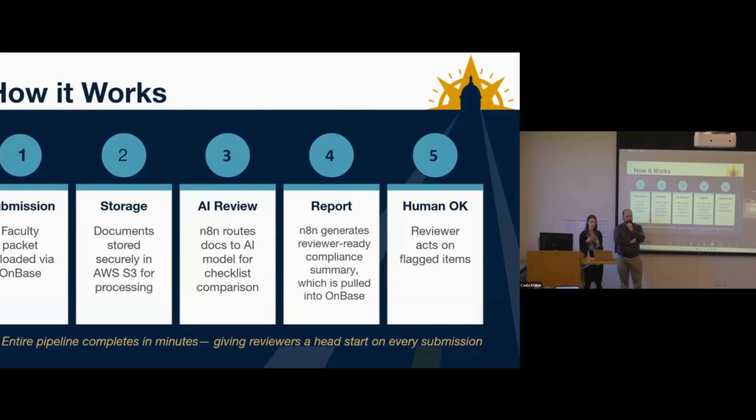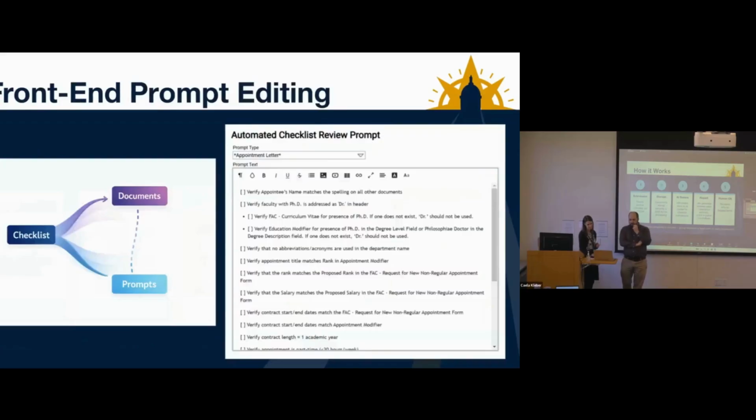The model is going to use the instructions to review the documents and generate a report. It's going to say, based on the instructions, these are the potential issues that we found with the documents. That's going to send that report back to OnBase where someone like Joe can review it.